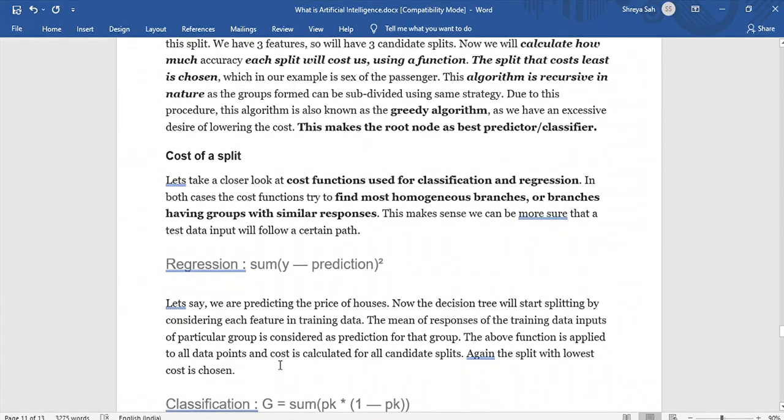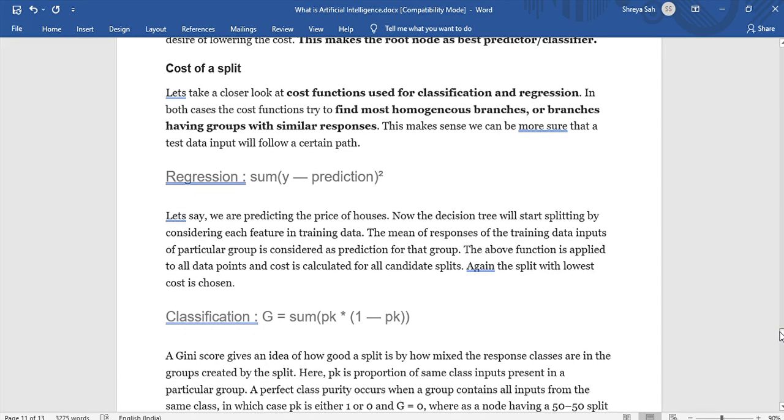Let's take a closer look at the cost functions used for classification and regression. In both cases, the cost functions try to find the most homogeneous branches, or branches having groups with similar responses. This makes sense. We can be more sure that the test data input will follow a certain path. There are various cost functions used for measuring the cost. The very first is sum of (y minus prediction) to the power 2.